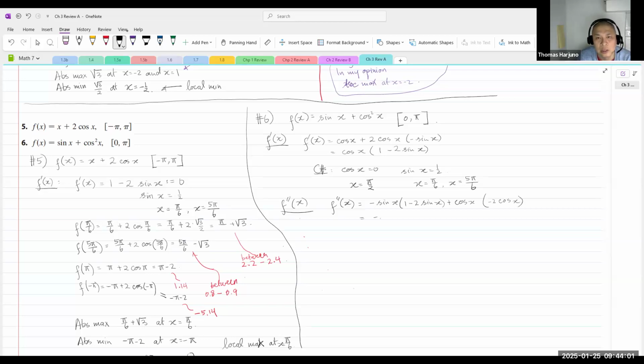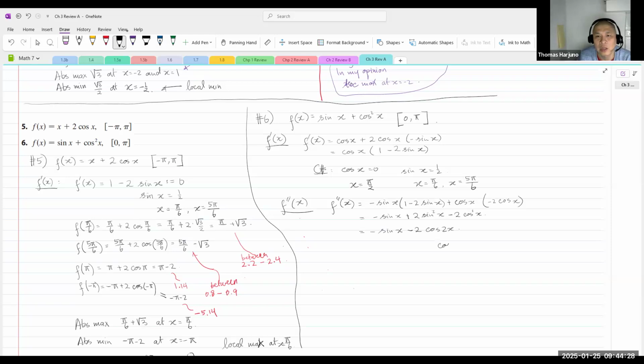Okay, so this is negative sine x plus 2 sine x, 2 sine squared x minus 2 cosine squared x. Which, if you happen to know that, I would be so happy, because you should know this. This is negative 2 cosine 2x, double angle formula.